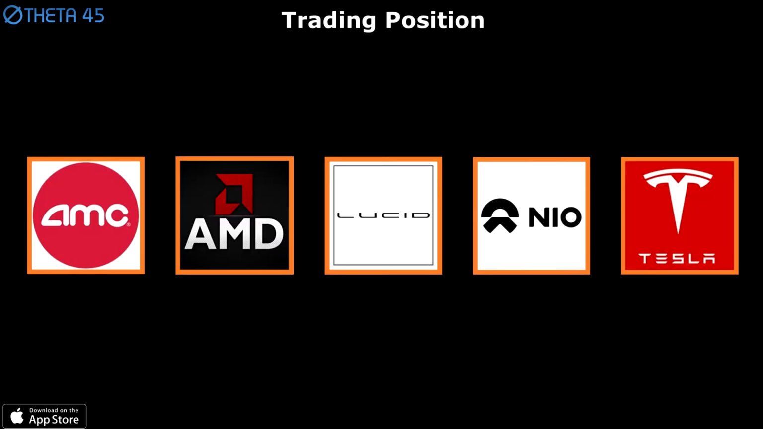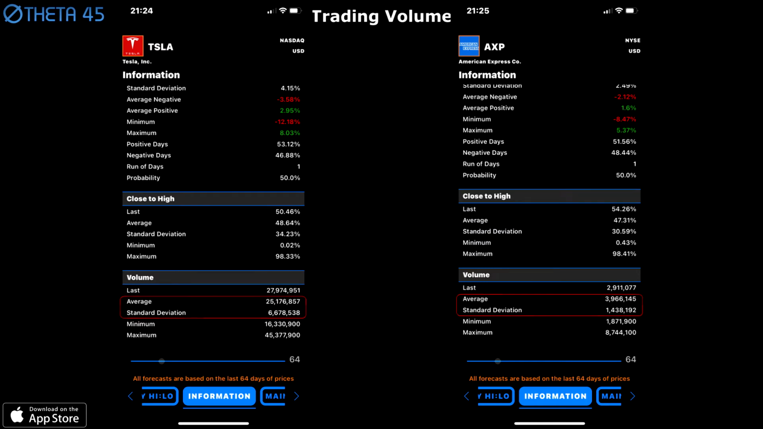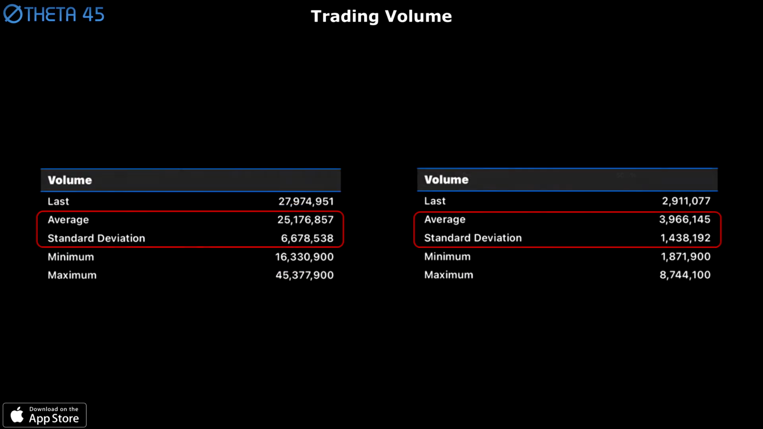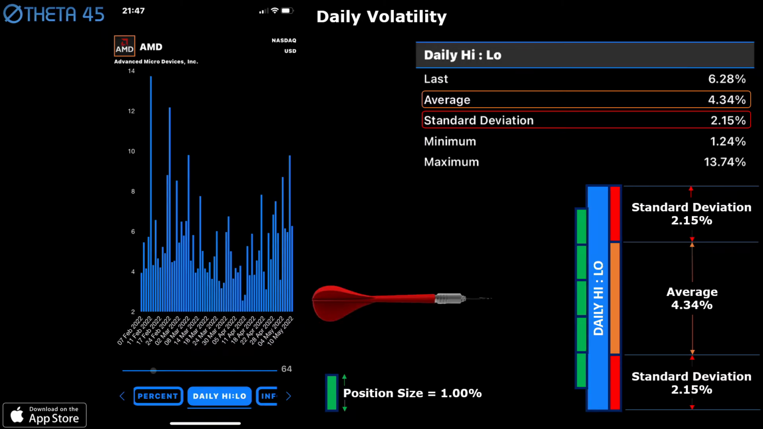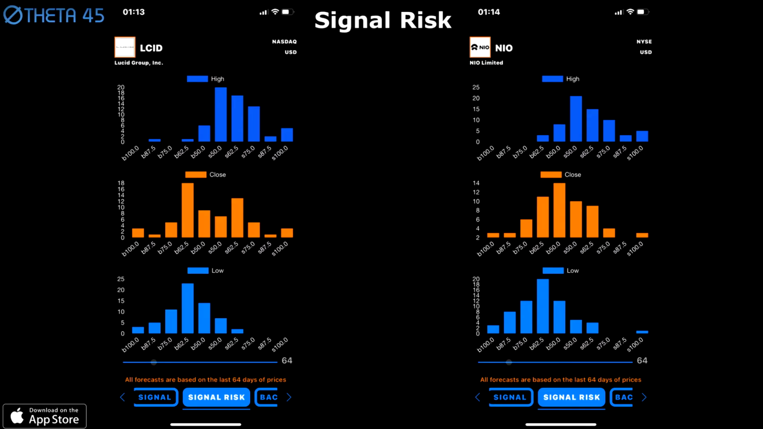Now let us combine what we have learned in these two episodes to create a trading plan of 5 stocks. In episode 1, we learned that the best stock for day trading is one that is liquid, as indicated by a high daily volume. You want to select a security to trade that has a high daily volatility, so you have a larger dartboard to fit your position target. And finally, you want a signal risk histogram to be skewed to the right for the high prices and skewed to the left for the low prices.